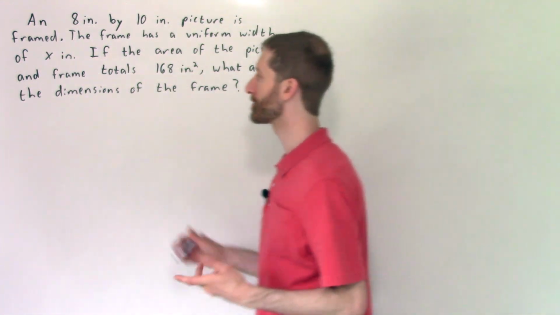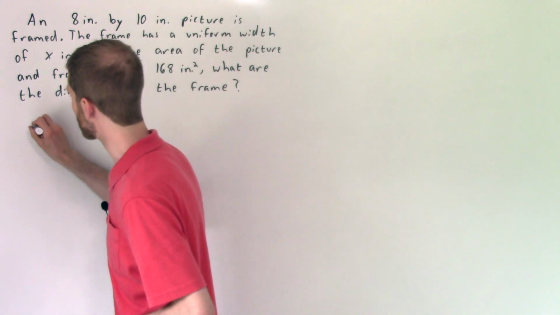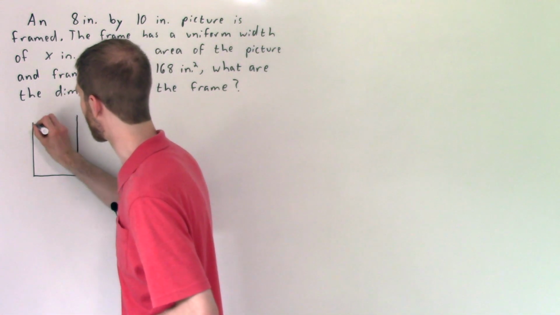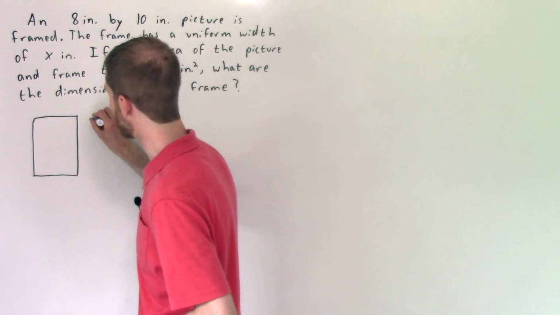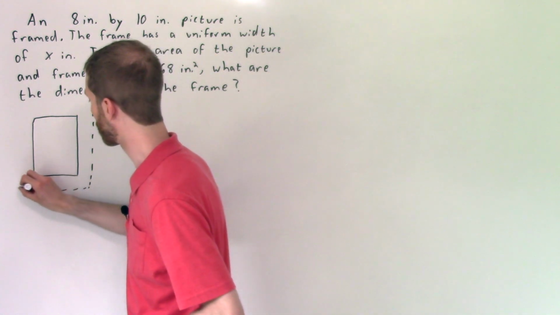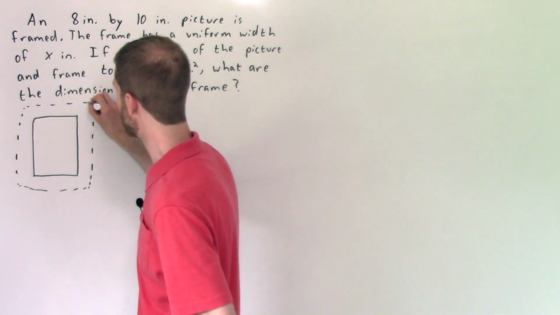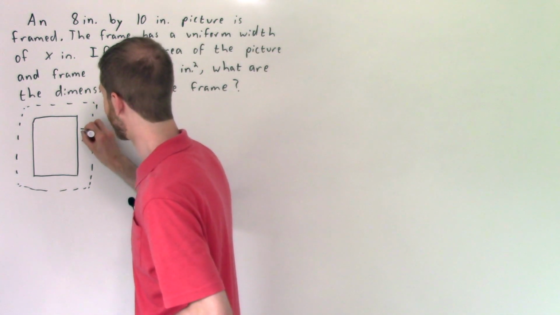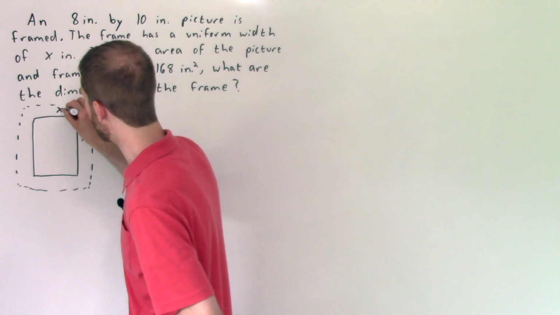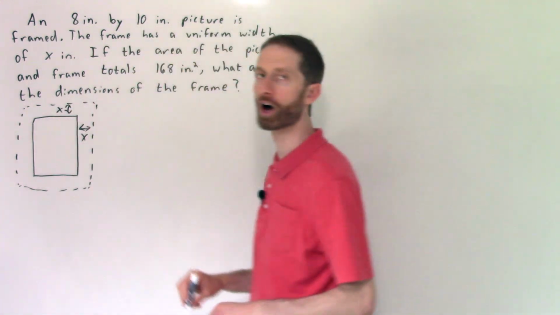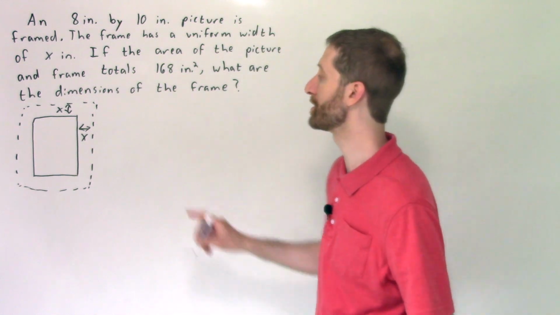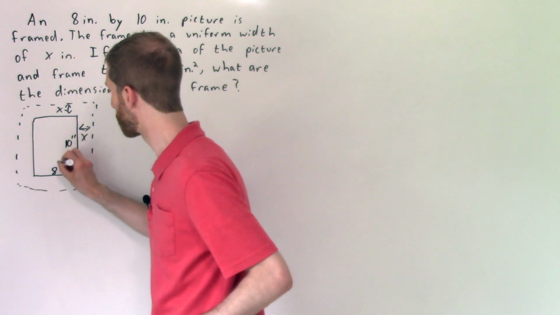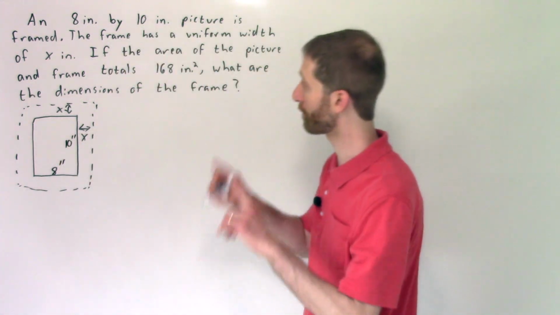Let's draw that out. So what does that mean? Let's say that you have an 8-inch by 10-inch picture, roughly. And then it's got a frame that goes all the way around like that. All right, let's do the dotted frame. It's got uniform width, though I can't draw things well. X, that's what uniform means. So we have no idea what that value is for the width, but uniform means it's X inches all the way around, and we know this is 8 inches by 10 inches. Okay, so now we've drawn out our picture and we got the frame going around it.